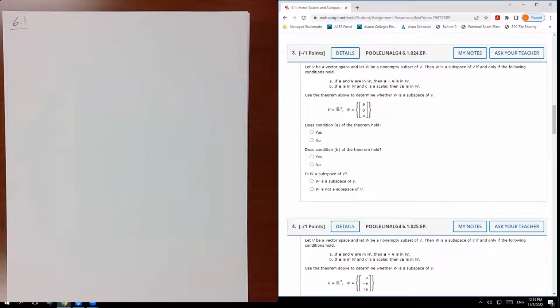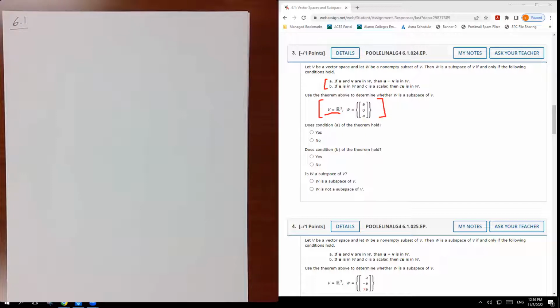You will see, let V be a vector space, and let W be a non-empty subset of V. That means W is a subset of V. But we need to prove that W is a subspace of V. That means, here is theorem 6.2, satisfy these two conditions. That's the important thing. Here is the important thing in this example, because they're going to tell you V is all R3.